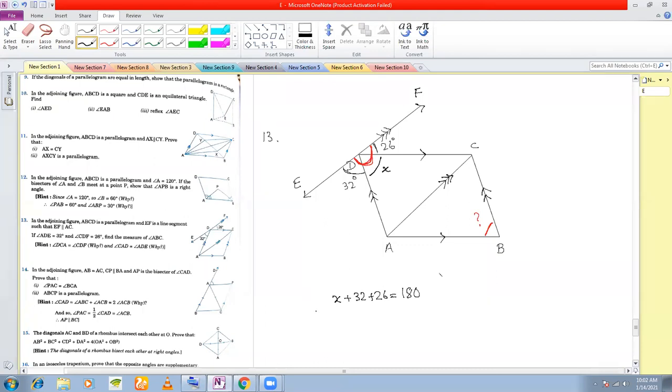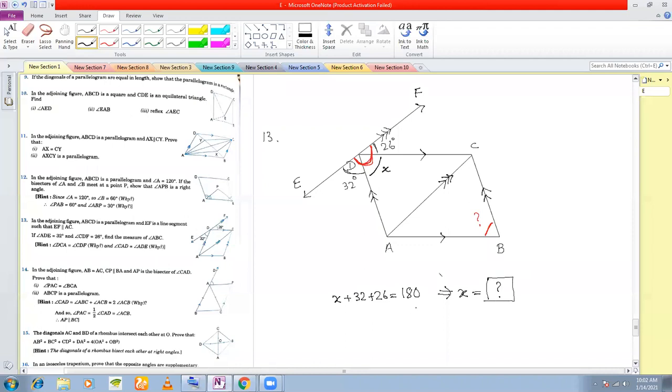Anyone who could not get it? Everyone got it. Because they are angles on the same straight line, the sum of the angles has to be 180. From this, you can get the value of x. X is equal to whatever, right? I'll show you how to write later. But you'll get some value of x here.